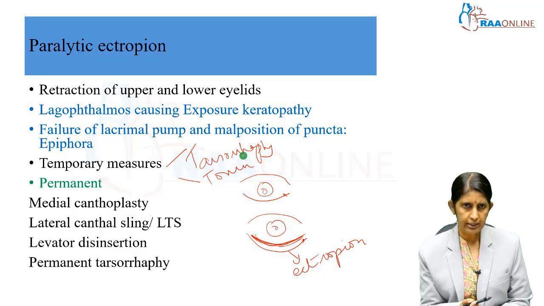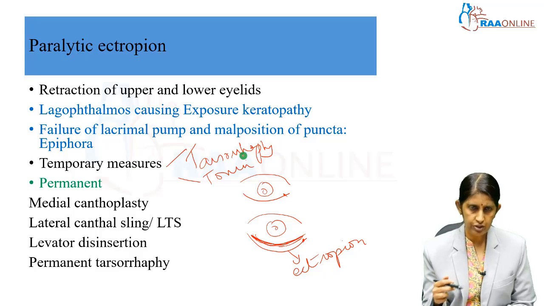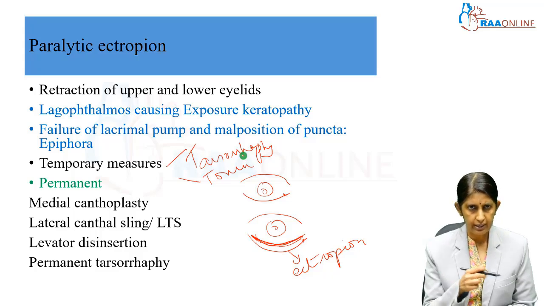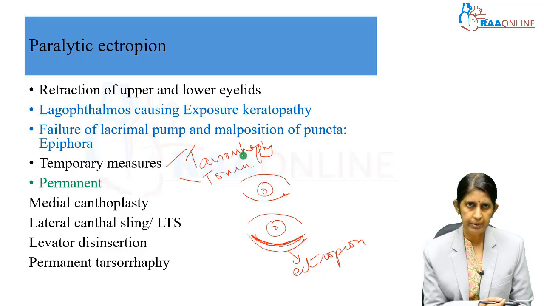Whereas a permanent procedure that can be done in patients with paralytic ectropion that is not recovering is medial canthoplasty. The upper and lower lids are sutured medial to the punctum, or lateral canthal sling or lateral tarsal strip, where the lateral tarsal plate is refashioned and reattached, or levator disinsertion, which is a way of inducing ptosis for these patients, or a permanent tarsorrhaphy.